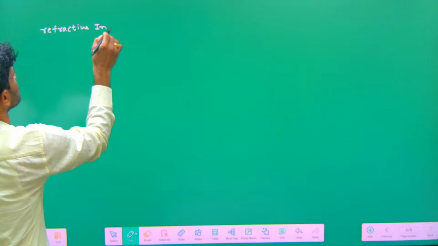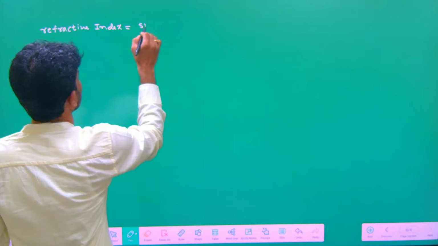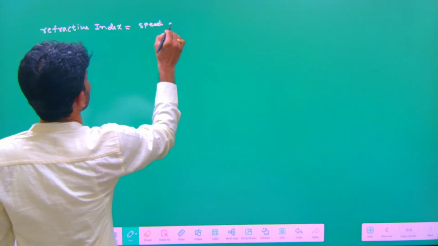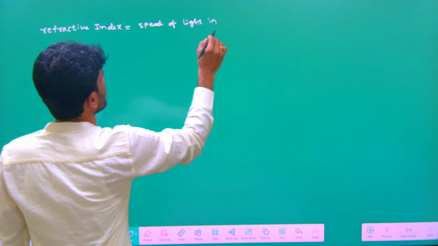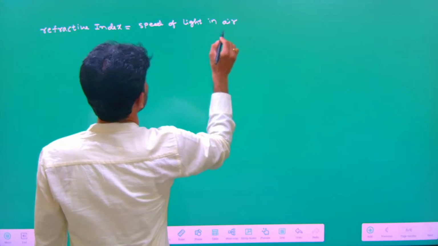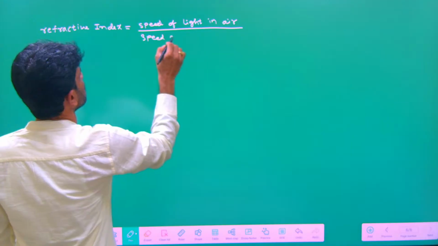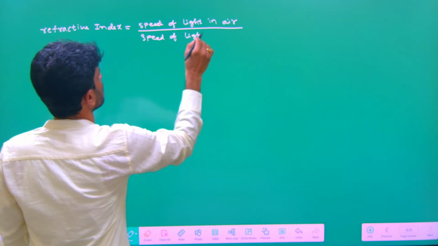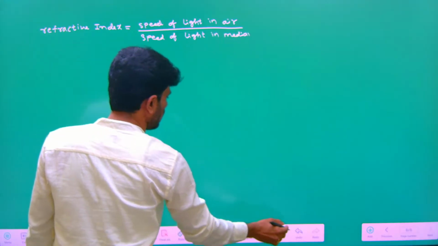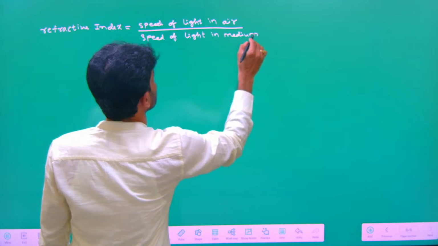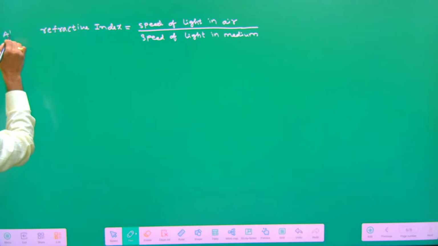Refractive index is nothing but, one formula we have, it is speed of light in air or vacuum divided by speed of light in the given medium. Whatever medium's refractive index they are asking to find, in that medium you have to find the speed of the light. This is the absolute refractive index.